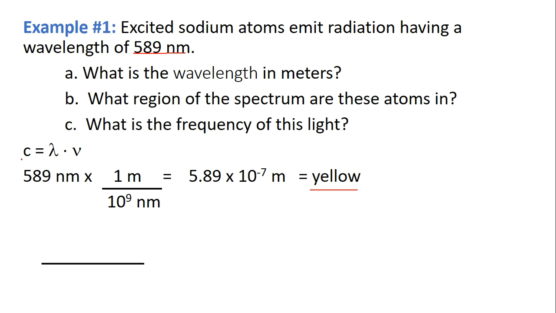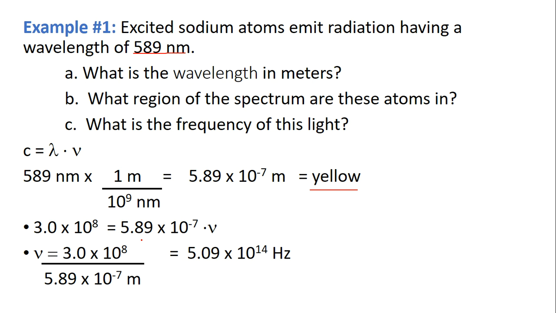Now, what is the frequency of this light? So now we're going to use this relationship: speed of light equals wavelength times frequency. The speed of light is 3 times 10 to the 8th meters per second. We have converted our wavelength to meters, so we can put that in, 5.89 times 10 to the minus 7, and we're looking for our frequency, nu. So this is basically a number equals a number times X. Since this is a multiplication, we're going to need to divide both sides by the 5.89. So you divide 3 times 10 to the 8th by 5.89 times 10 to the minus 7, and you get your answer, which is 5.09 times 10 to the 14th hertz.